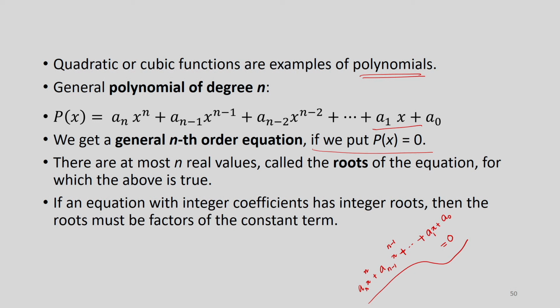If an equation with integer coefficients has integer roots, then the roots must be factors of the constant term. This is a very important result: suppose you have an equation like this and all the coefficients are integers, and suppose you know that the roots are also integers, then those roots must be the factors of this constant term, a_0. This is an interesting result, and we are going to look at it more carefully in the next lecture. Thank you.